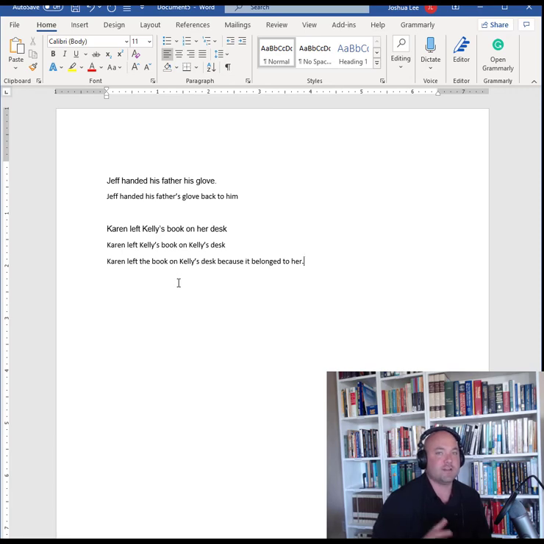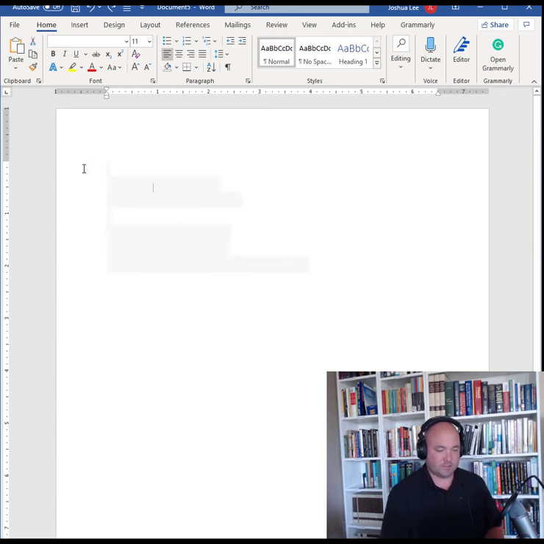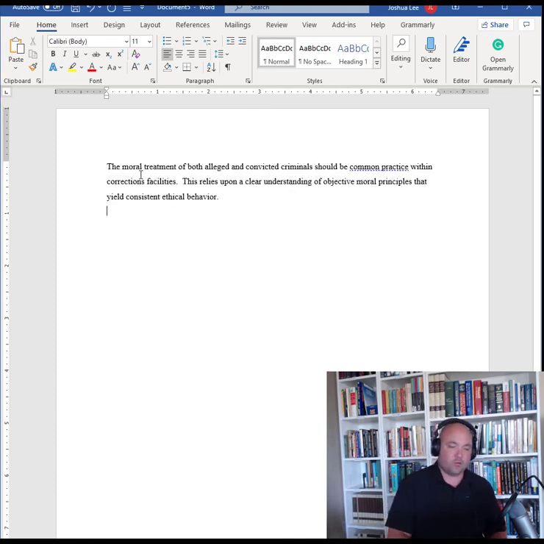Now let's move on to the second type. Let me delete this here. We don't need this anymore. Let me pull over an example from a student paper. This is straight from their paper. "The moral treatment of both alleged and convicted criminals should be common practice within corrections facilities. This relies upon a clear understanding of objective moral principles that yield consistent ethical behavior." Pretty good sentences, but what the heck does "this" mean? I have no idea what this means.